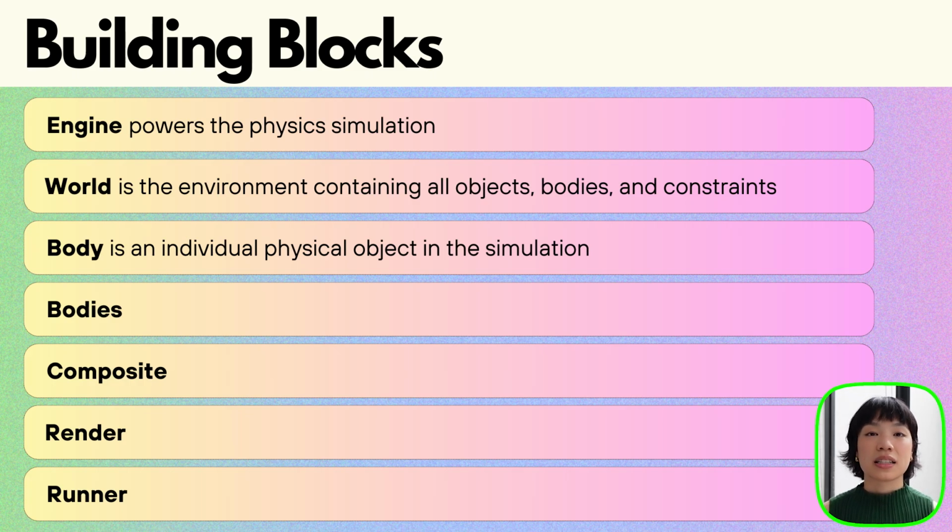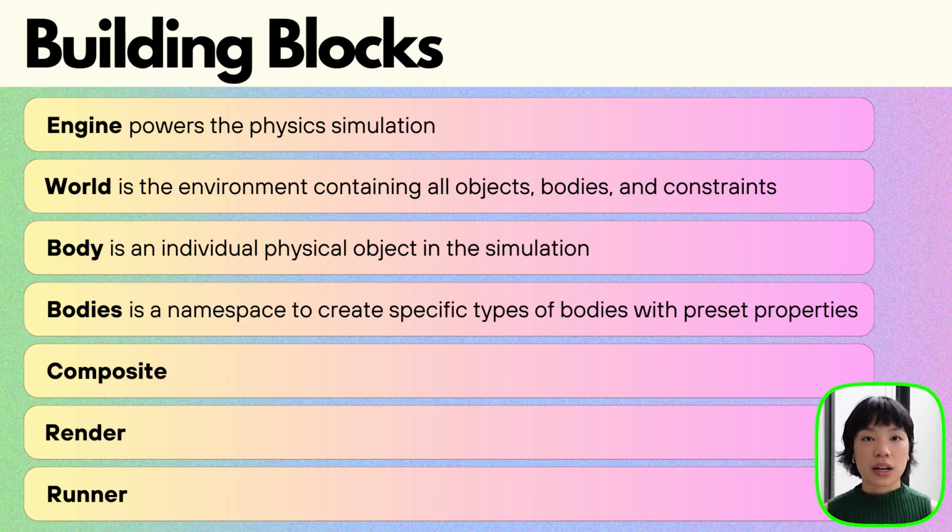There's body and then there's bodies. In matter.js, bodies is not its own class, it's a namespace. A namespace is a naming container that groups related methods, properties, or objects together under a common name, making it easy to create a specific type of body. And that is exactly how we're going to create a body, either a rectangle, a circle, or a polygon. So when we call bodies.rectangle, we create a new body object with specific shapes and default properties.